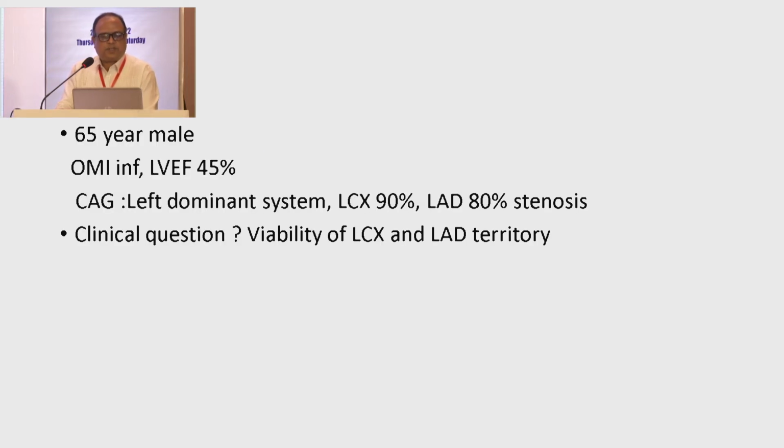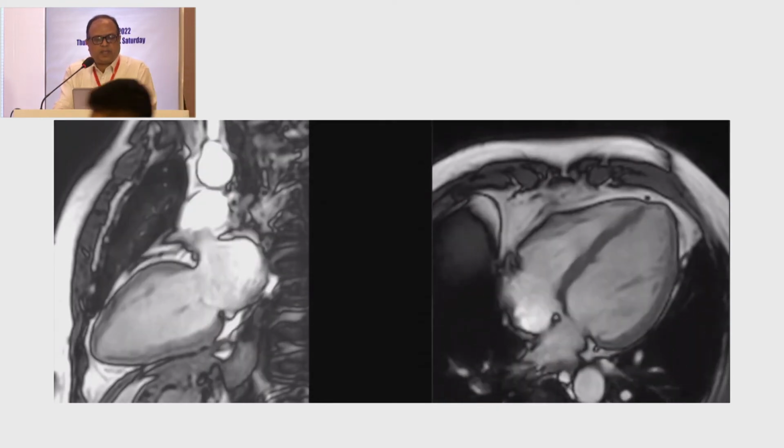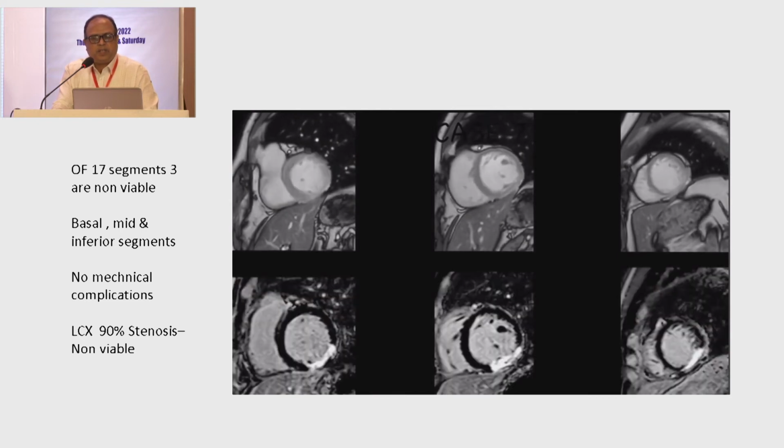There's a case of a 65-year-old male, old MI inferior, EF 45%, CAG: LCX 90%, LAD 80% stenosis. Clinical question: is there viability in the LCX territory? These are the two-chamber view like echo, and four-chamber view showing the inferior wall is hypokinetic. And this is the short axis view showing the inferior wall from basal, mid, and apical area is akinetic.